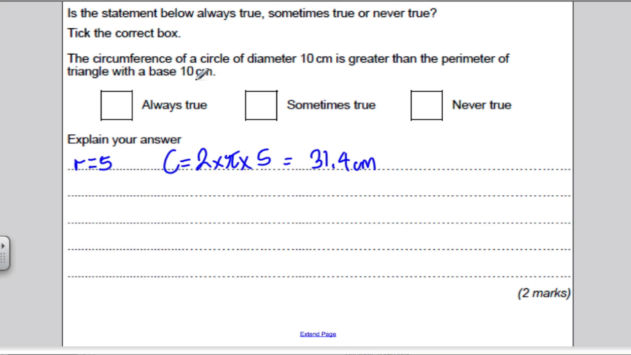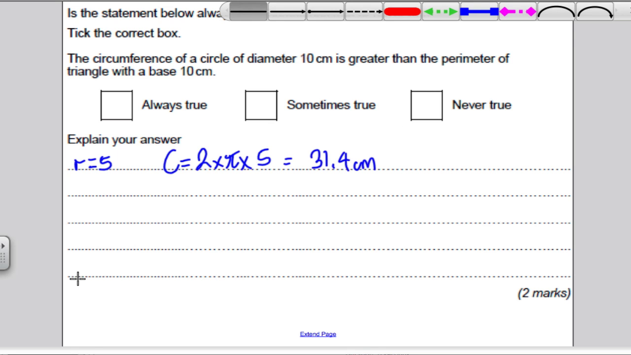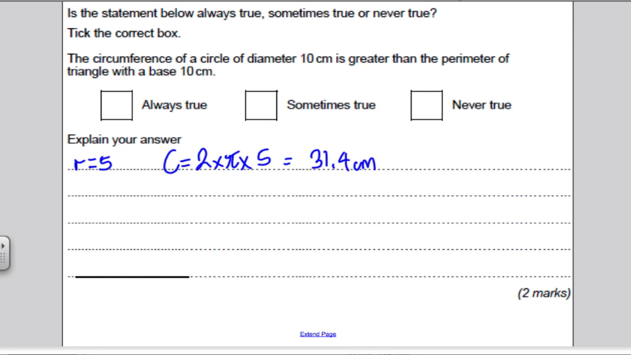So, therefore, the statement is, the circumference of a circle is greater than the perimeter of a triangle with base 10. Is this always true, sometimes true, or never true? Well, we have a circle here with circumference 31.4. Let's try and draw ourselves a triangle, okay, with base 10.